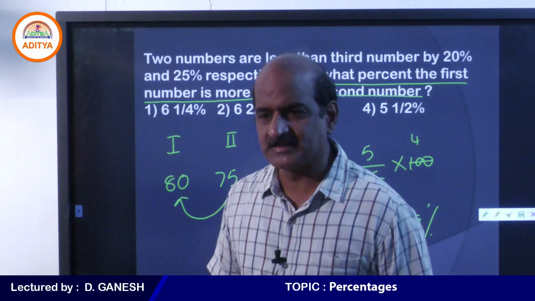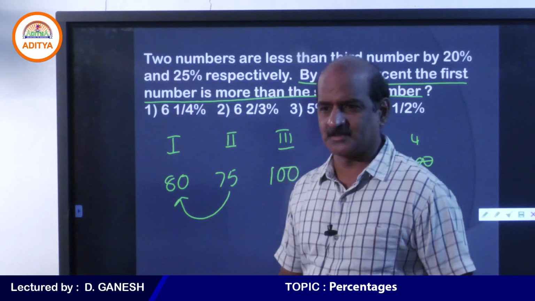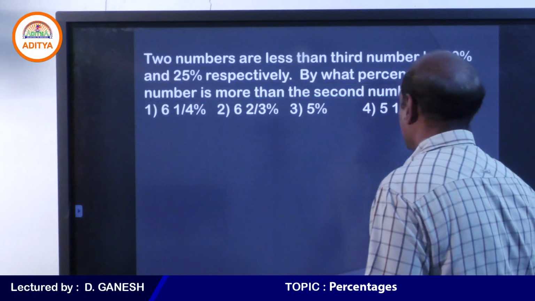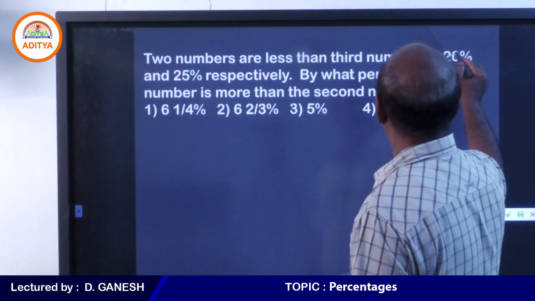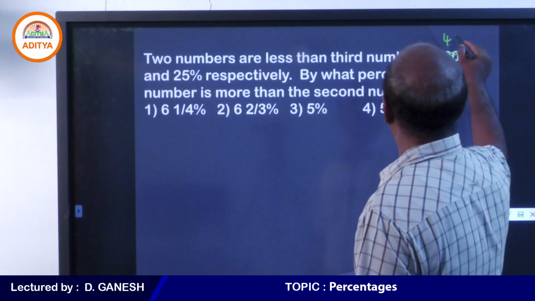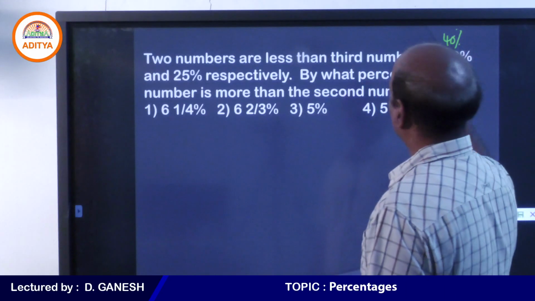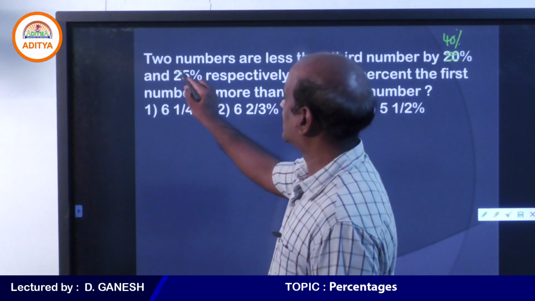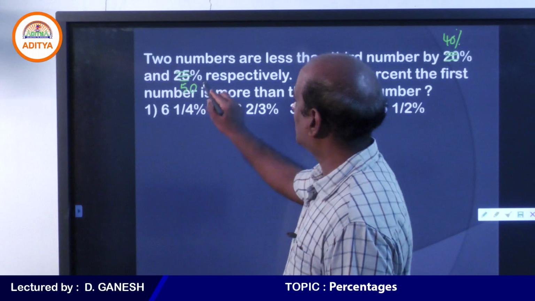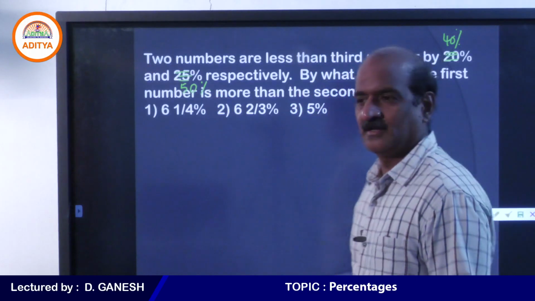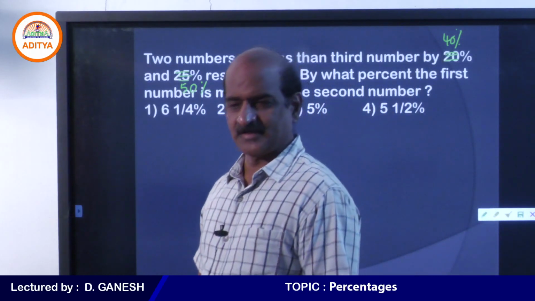I want to make some changes in the question. So please answer this question. I want to make a very simple change in this question. Come on student, in place of 20%, you please take 40%. And in place of 25%, you please take 50%. And answer the same question again. Let me know what is your answer for this.